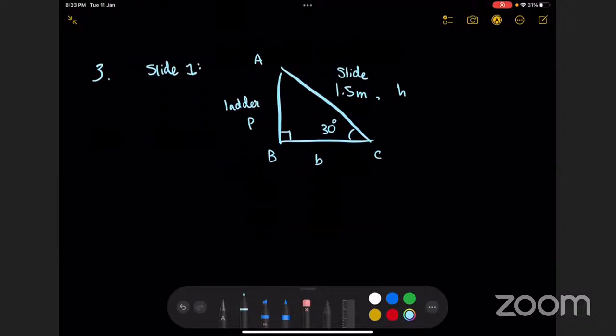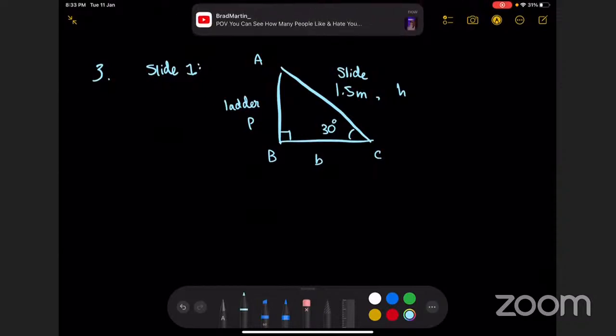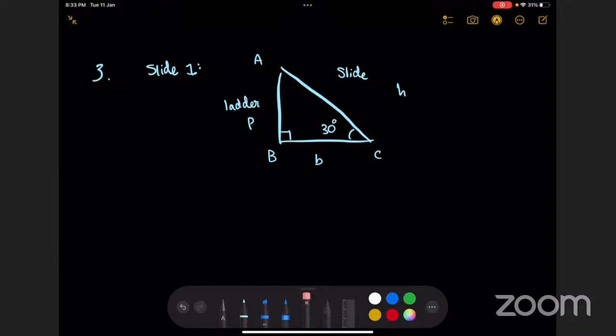We need to find out the length of the slide, whose top is at a height of 1.5. So we have 2 slides, and this is slide 1, with 2 figures.